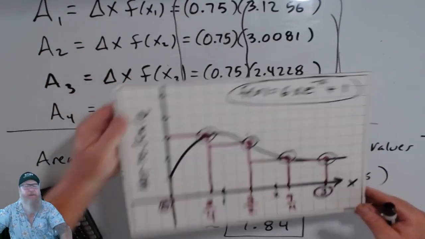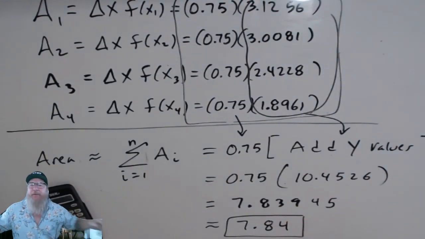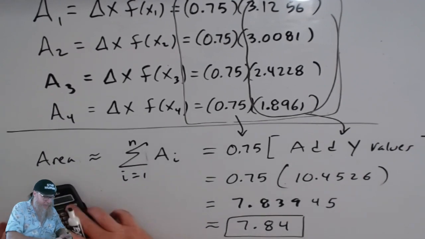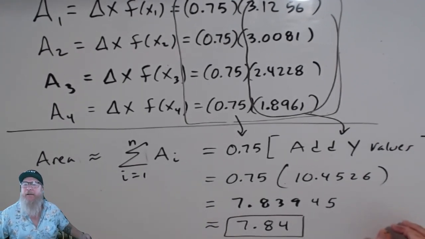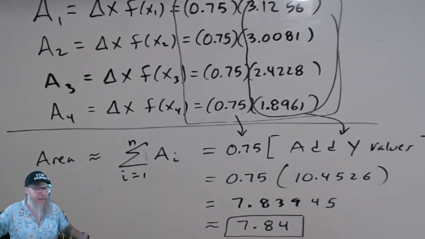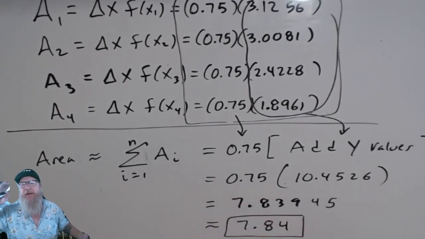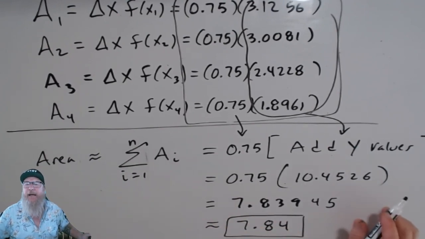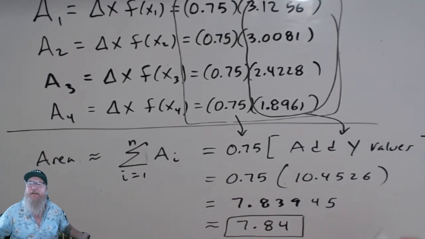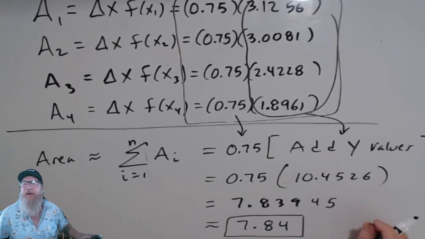So that's the final area. That's the Riemann sum, or the right-hand approximation using 4 rectangles. I want to show you the left hand and the midpoint again. I know we've only seen the midpoint once, so we'll see that again. But the right-hand one is the one we're going to use the most moving forward, so I've really put a lot of time and effort into this one.